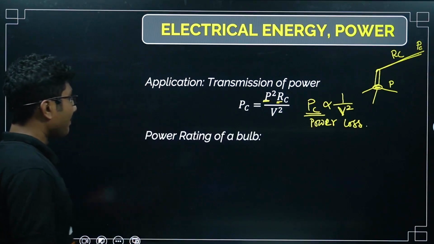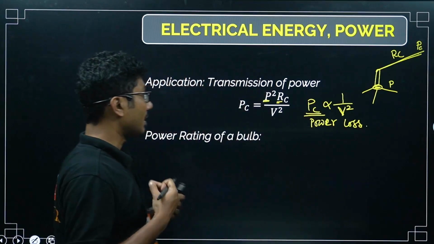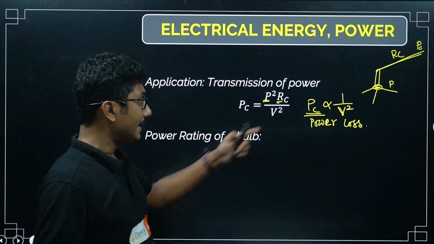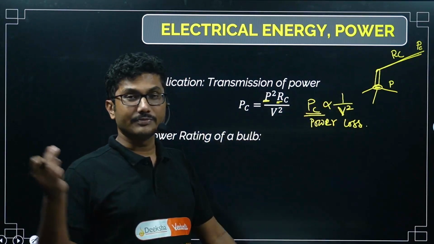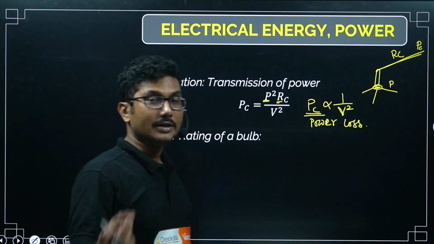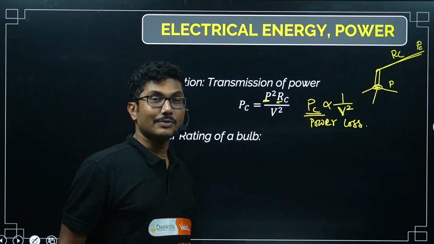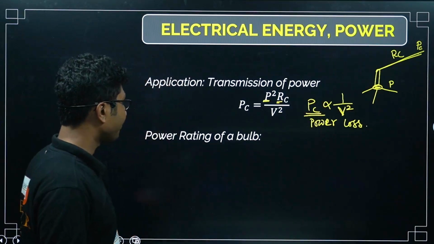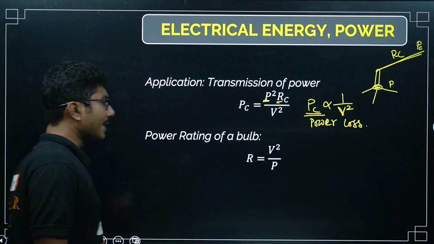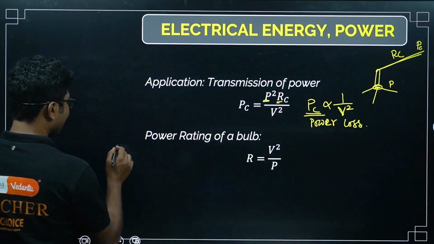Next is the power rating of a bulb. This is a very important concept for KCET. They might ask what the power loss is if the voltage is, say, 100 volt against 1000 volts. If you know P varies inversely with V square, then you can simply solve that kind of problem.